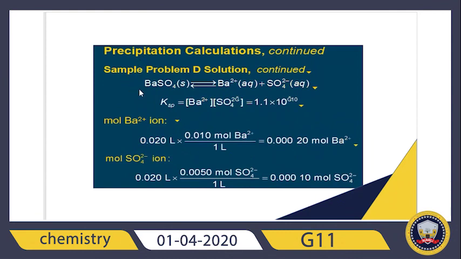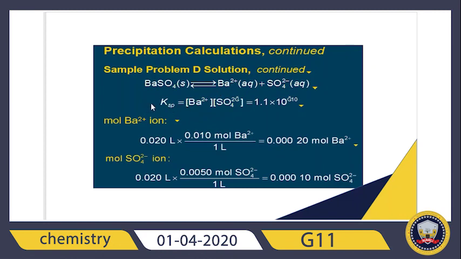Okay, so now, first of all, we need to write our balanced equilibrium equation. Barium sulfate, the solid, will dissociate and yield barium and sulfate ions. Okay, 1 mole of barium sulfate will give us 1 mole of barium cation and 1 mole of the sulfate anion. Then we will write the expression of KSP. KSP, as we said, is equal to the concentration of the ions raised to a power that is equal to their coefficient.